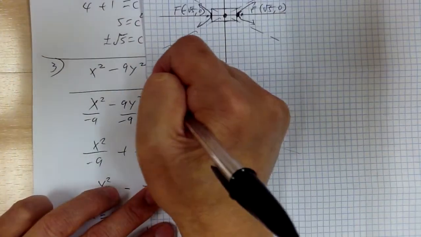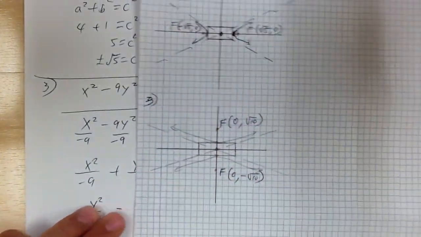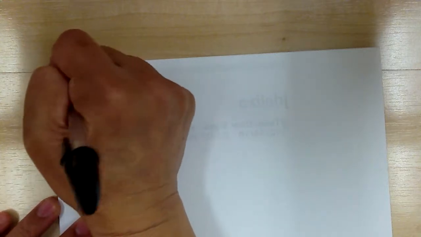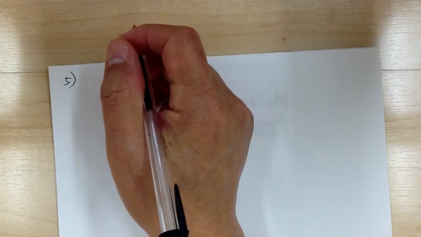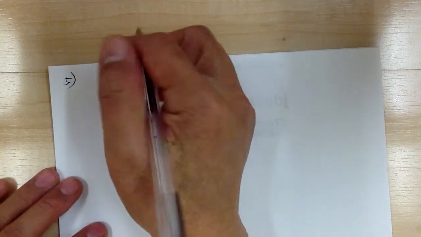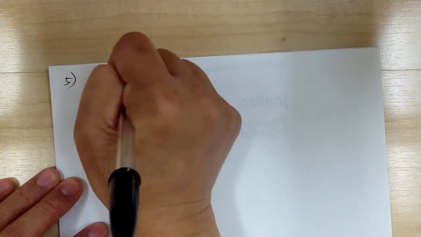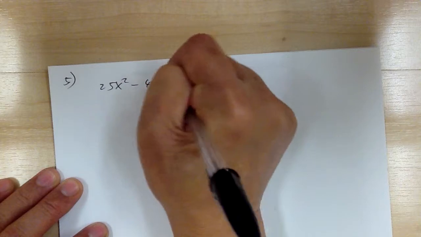Okay, let's go to number 5. The equation is 25x squared minus 4y squared equal to 100.